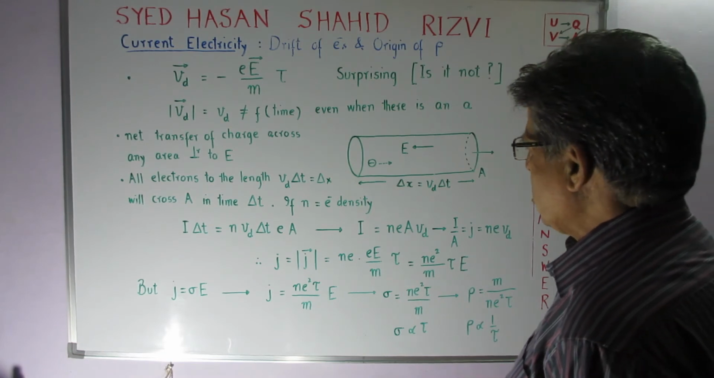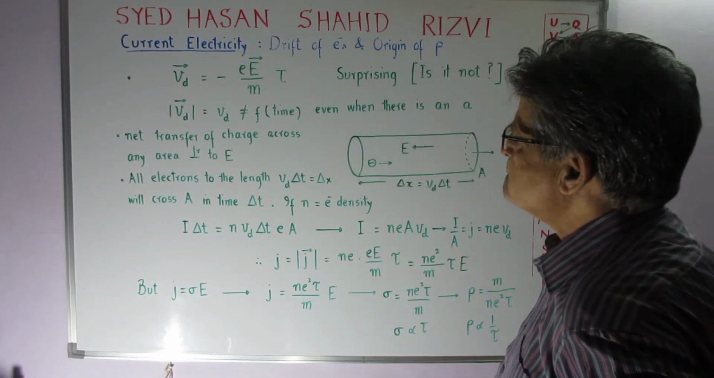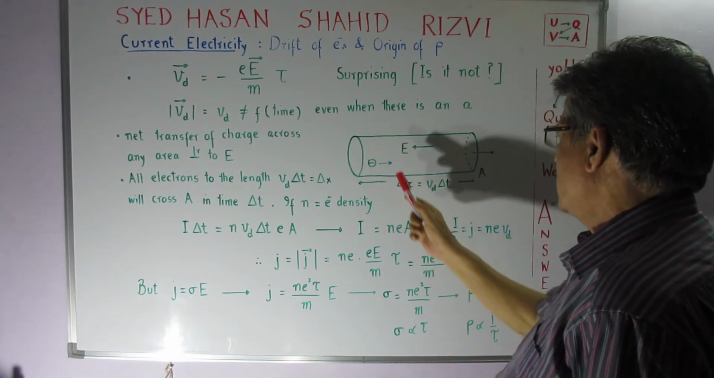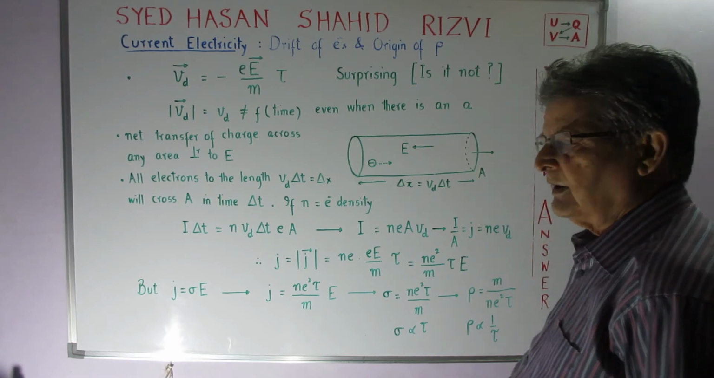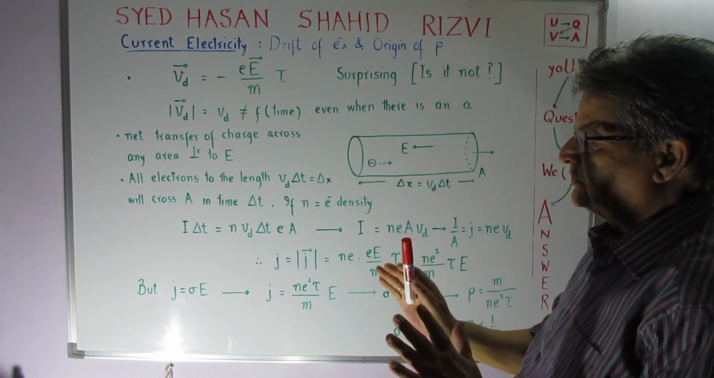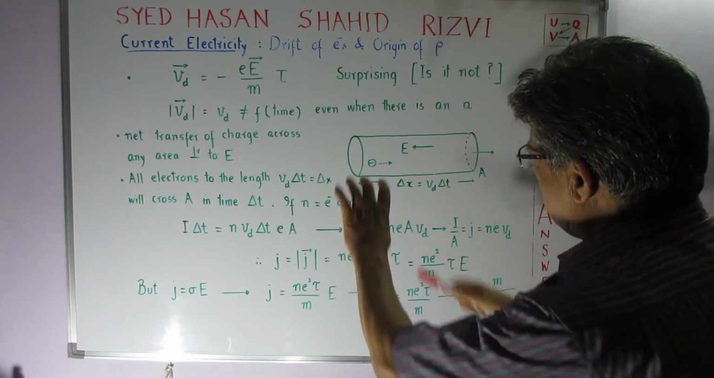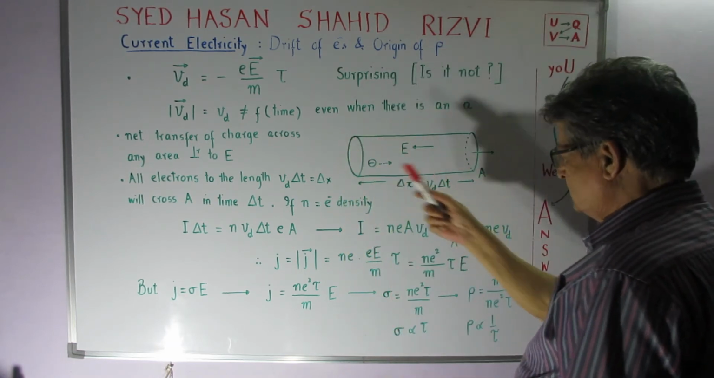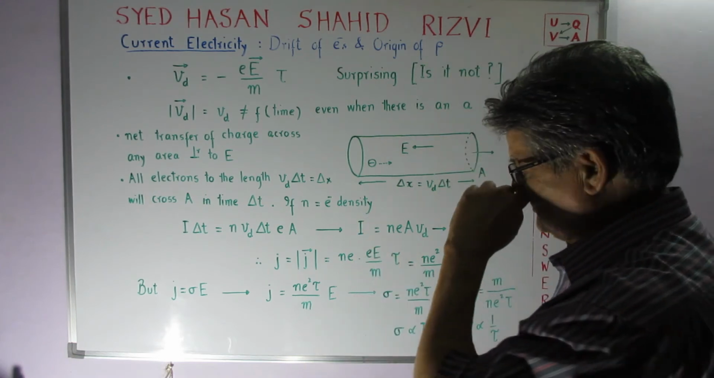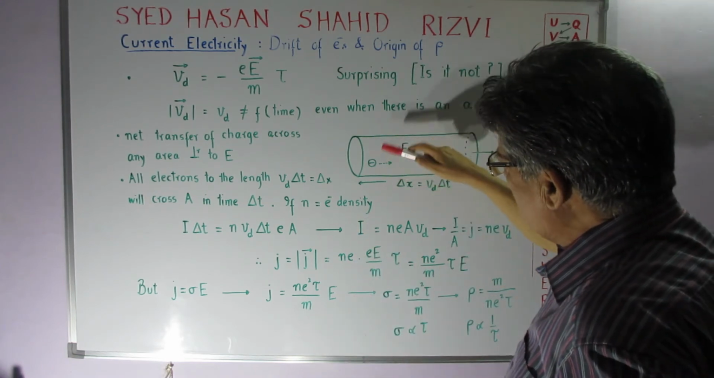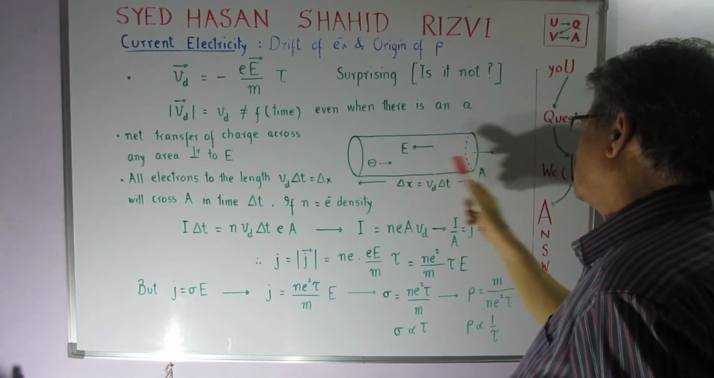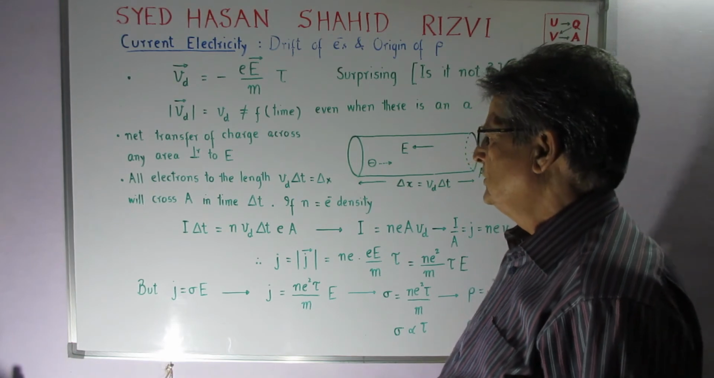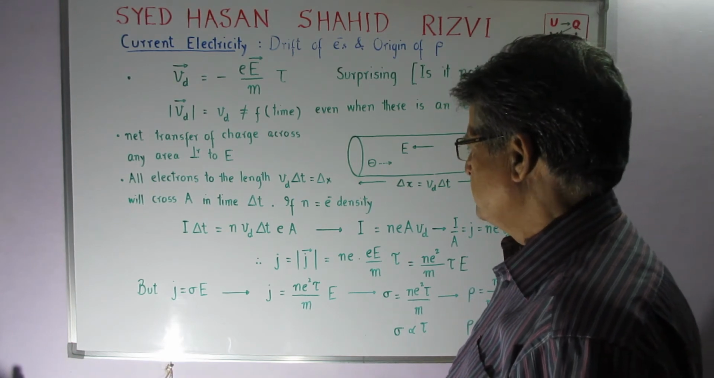So what will happen in this time delta t? All electrons in this length will cross the area. This is a simple consideration. All electrons which are contained within this volume will cross this. More electrons will come, no matter. But all electrons which are drifting like this will cross this area. They will give us an idea about the electric current.